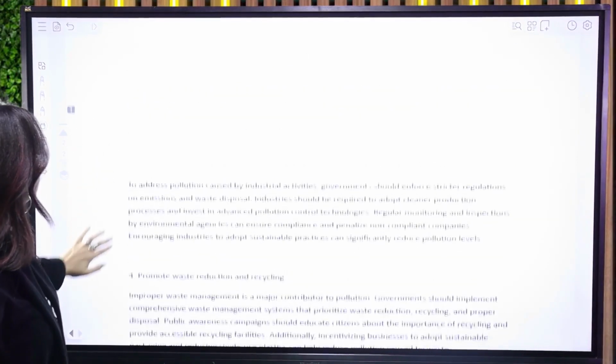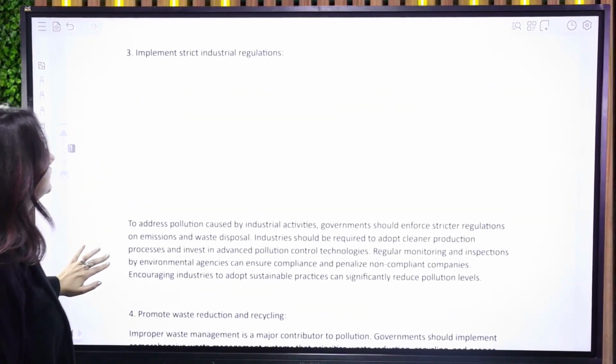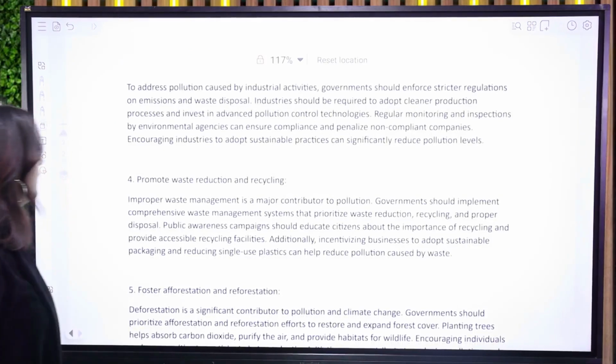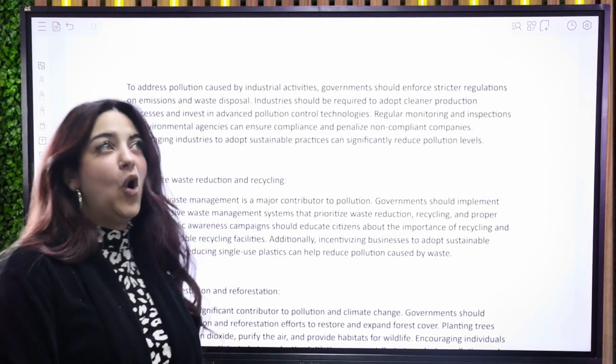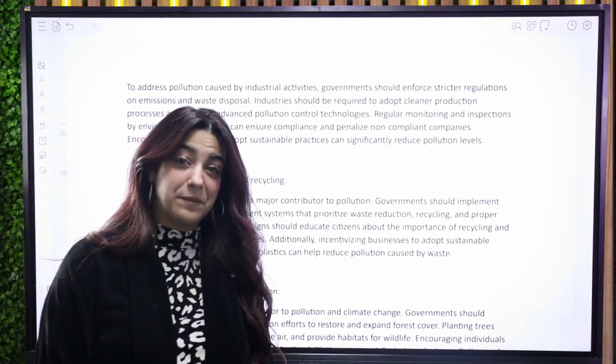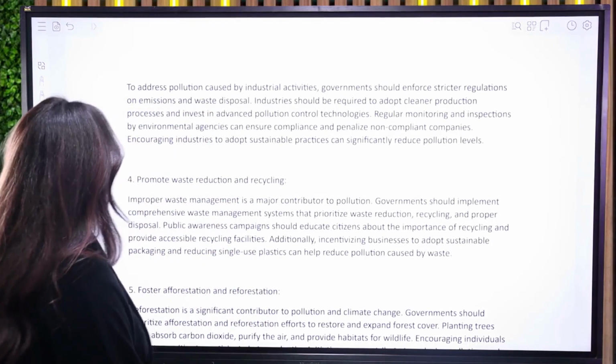Number 3, first, implementing strict industrial regulation and promoting waste reduction and recycling, which is one of the most fundamental steps here in the solution.